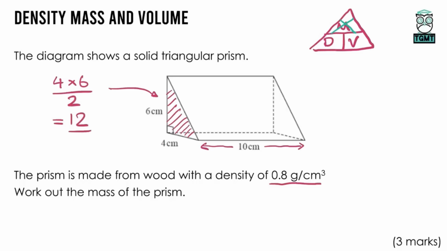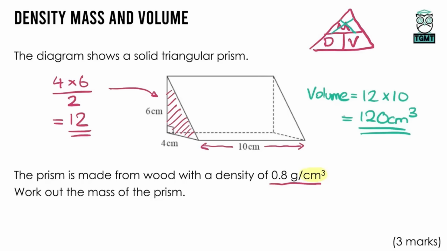So the area of the cross section is 12. To get the volume, you take the area of the cross section and you multiply it by the length that it goes through the shape. So 12 times 10 gives us a volume of 120 centimetres cubed. Now with all density questions, you do need to make sure before we use it in our formula that our units match. And in this question, we do have centimetre cubed in our density units there.